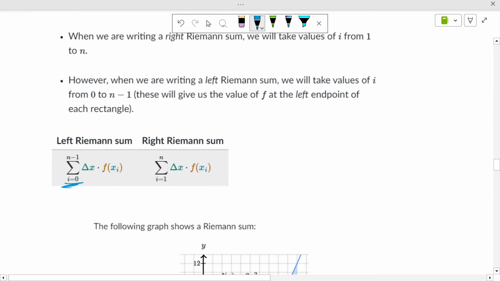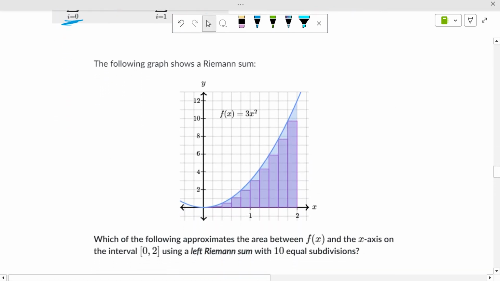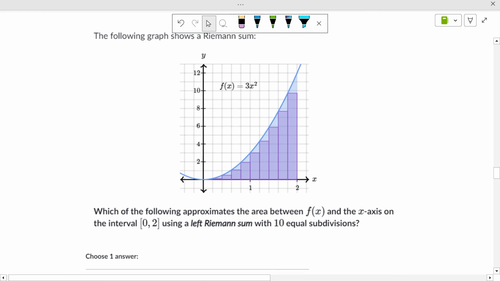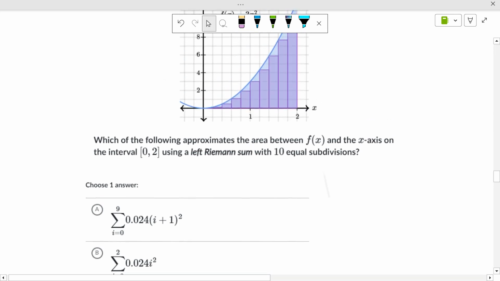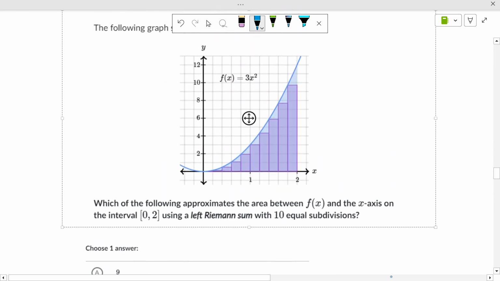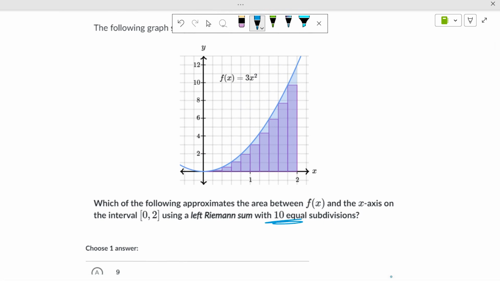Most of the time our left Riemann sum will start at 0 to help take care of some things. So this graph shows a Riemann sum. Here's a left Riemann sum. Which of these functions fits that Riemann sum? Okay, so we're going to go back up to here and figure it out. I've got 10 equal subdivisions over a space of 2. So each one has a width of what? 0.2. It's 1/5 or 0.2.